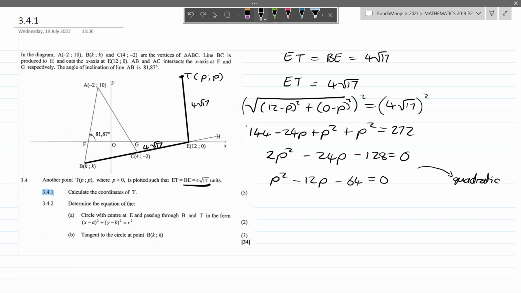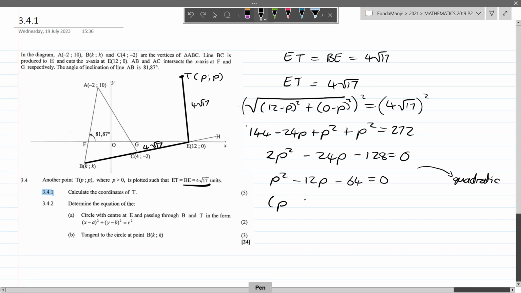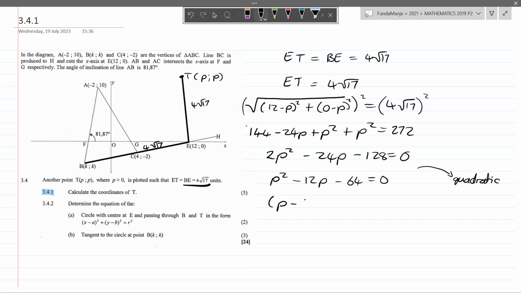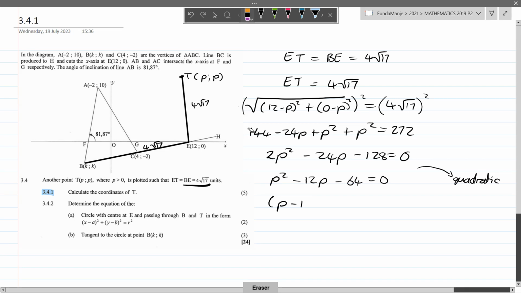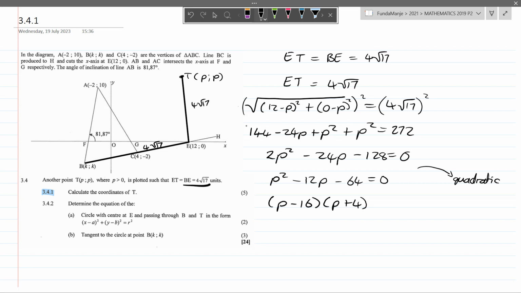You find the factors of 64 that when you add give you minus 12, and when you multiply give you minus 64. So if you look through, you'll find that minus 16 and 4 will be those values. So minus 16 over here and plus 4. Minus 16 plus 4 is minus 12. Minus 16 times 4 is minus 64.